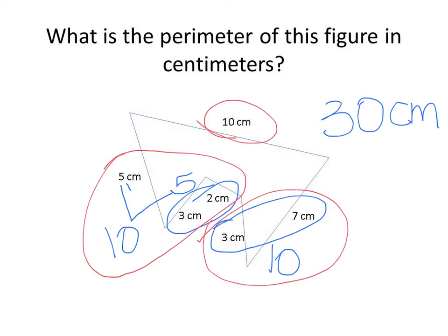And with perimeter, since we're just measuring length, the unit is just centimeters. It's not centimeters squared, it's not centimeters cubed, because it's just a length.